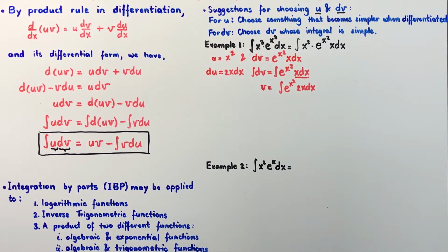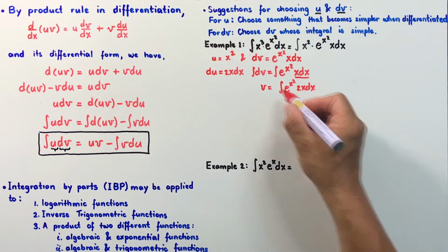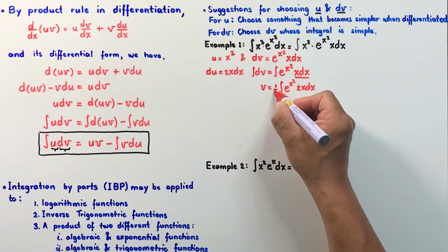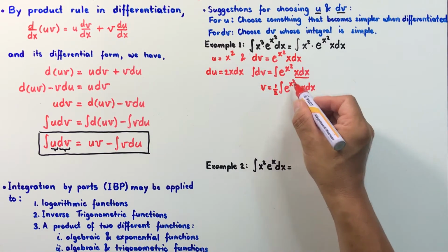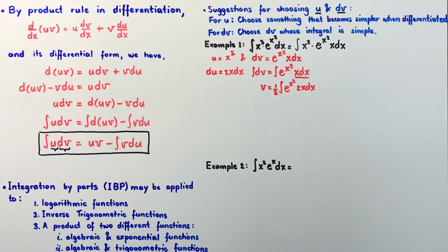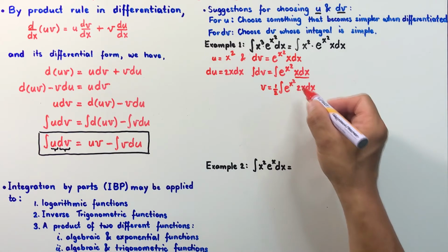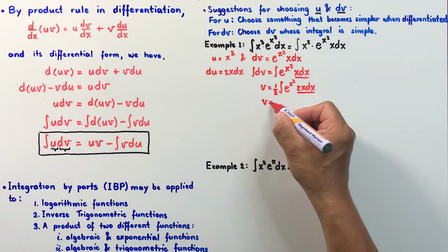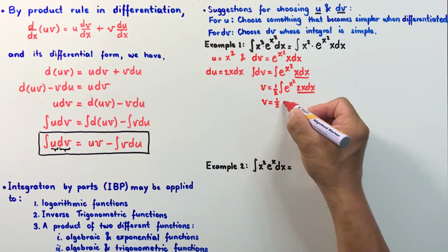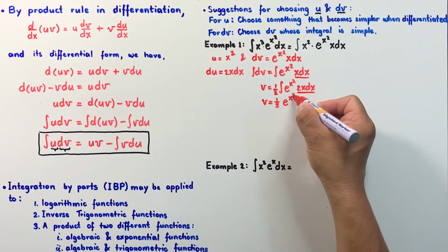And you might ask a question, where did I get the 2 there? So for this 2, I need to have 1/2 in front of the integral symbol, so that 1/2 times 2 is just equal to 1. Therefore, I can easily integrate now my e to the power x squared 2x dx, because the derivative of x squared is already here. So our v is equal to 1/2 of e to the power x squared.